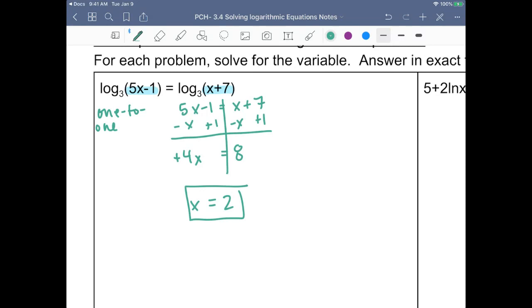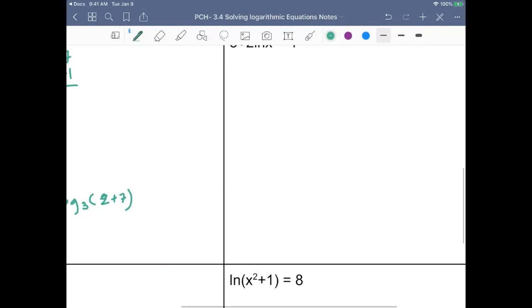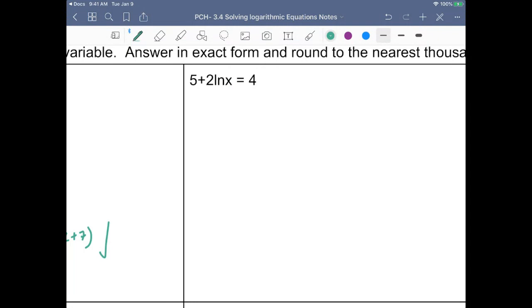All right, we can always plug it back in to double check. So to check, I'm just going to do log base 3 of 5 times 2 minus 1. 5 times 2 minus 1 is equal to 9. So log base 3 of 9 is equal to the log base 3 of 2 plus 7, which is equal to log base 3 of 9. All right, so it verifies.